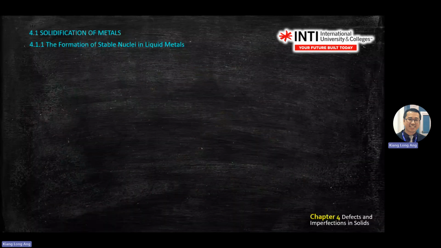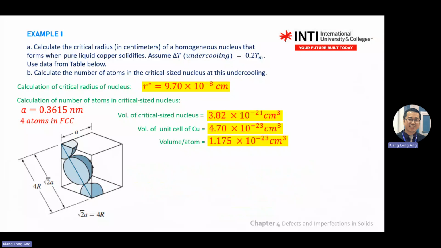Okay, so next we go into formation of a stable nucleus in liquid metals. So we already completed how to calculate the critical size, based on either BCC, FCC, or HCP, you are able to find one stable nucleus with the R star. You can calculate how many atoms are inside. Meaning under a microscope, if you see a stable nucleus, you can estimate how many atoms are inside.